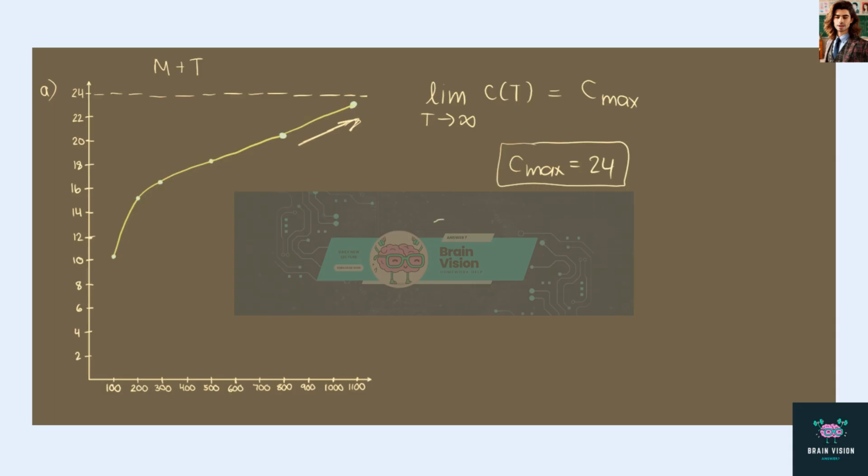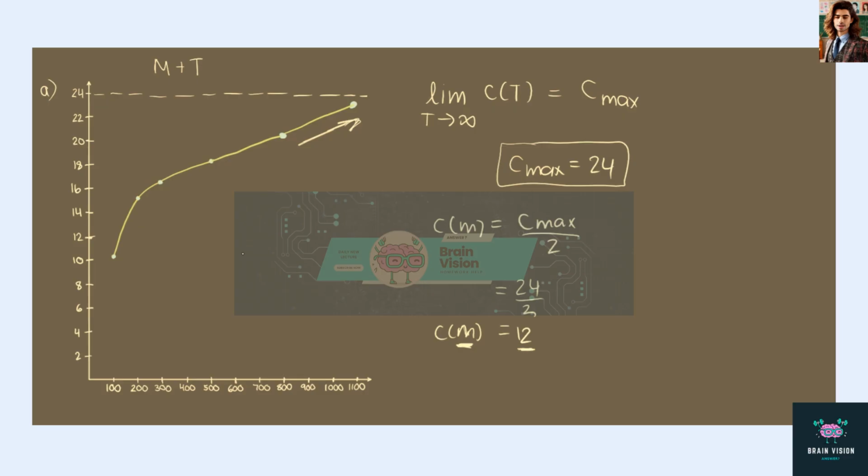We know from before that C(m) is Cmax divided by 2. Since we know Cmax is 24, we divide this by 2 and get 12, meaning that C(m) is equal to 12. What this means in relation to the graph is that when we input the value m, we get the value 12.